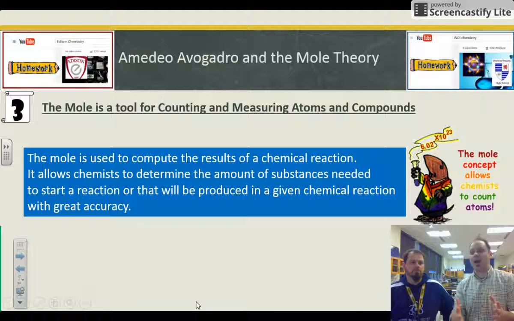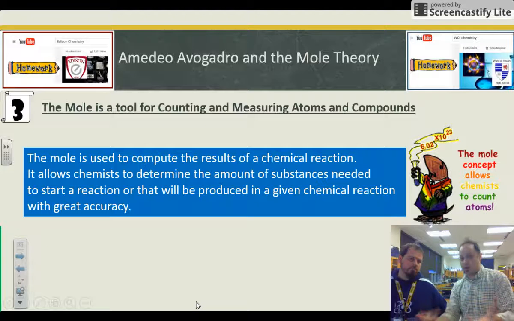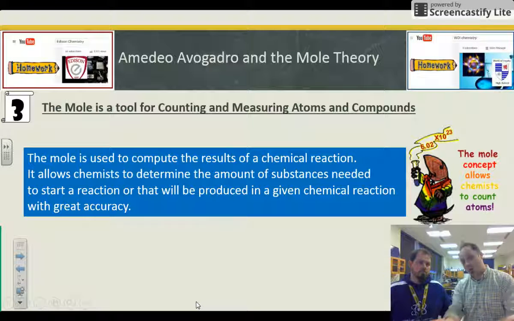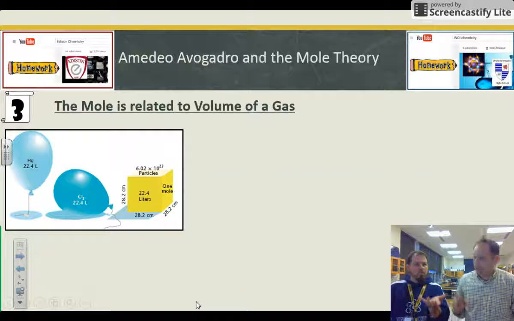We have to count and show ratios of chemicals to compounds and reactions, but we can't actually count compounds and atoms. We have to weigh things on a scale. Right. Or use a different way to measure the number of atoms in there. So that's what we use mole theory for. We not only can do it, we can do it very accurately. Yes, very accurate. So moles related to volumes.